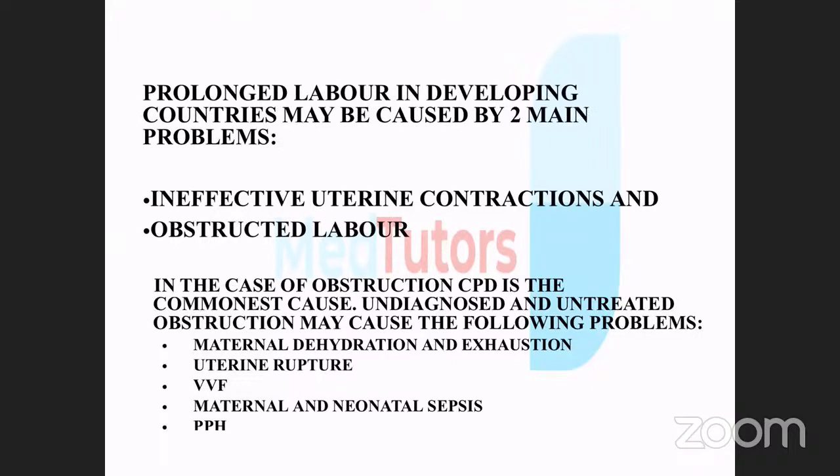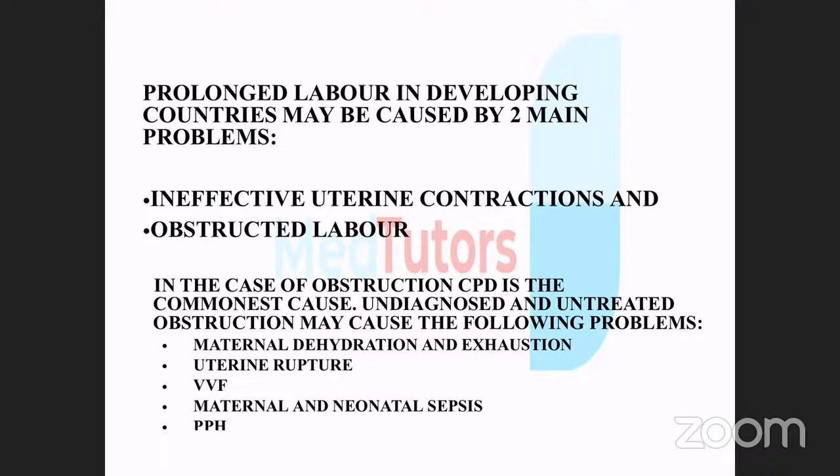Obstructed labor is said to occur when, despite adequate contractions, no progress is possible without intervention. In this case, the uterus is contracting well, but the passenger is not passing down the passage. The passenger is not moving down, it's not descending, which means you have to intervene for it to deliver that baby. This is what's called obstructed labor.